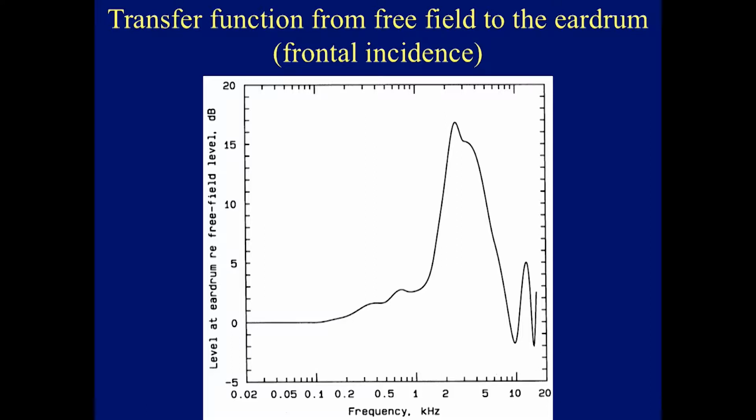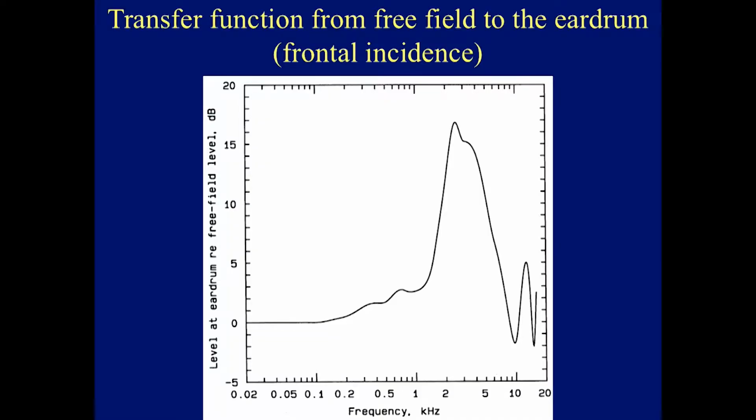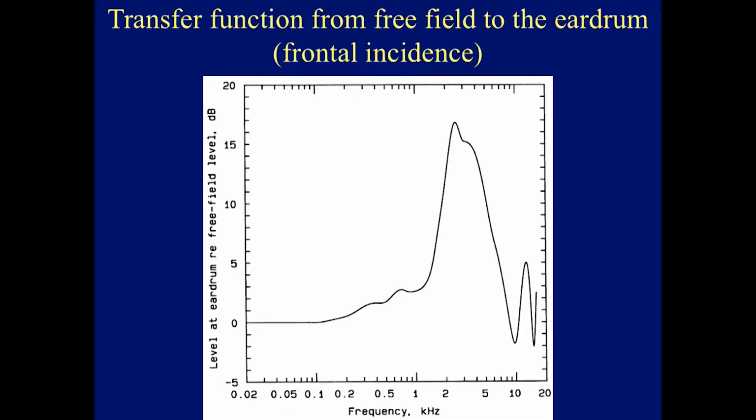So first of all, just a very basic thing that you'll all be familiar with, but this shows the transfer function from the free field to the eardrum. So if you imagine you've got a sound coming from in front, you measure the sound field with a microphone in free space, then you put a listener in place, you put a microphone close to their eardrum, and you measure the sound that you get in that case. And this is showing the difference between these two. So you've got 0 dB at low frequencies.